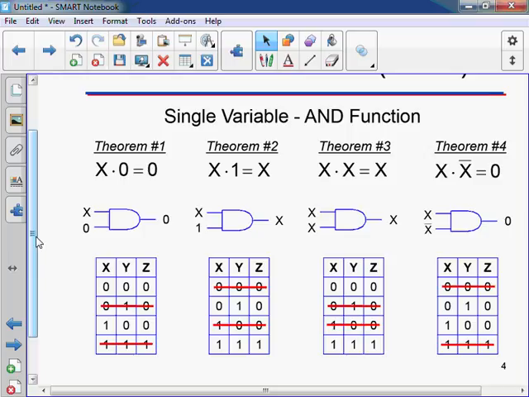So our first theorem is that x times 0 is 0. But remember, this is not a times; this is x AND 0. So over here, you have an AND gate, and you have an input x coming in, and you have an input 0 coming in. Well, here's the deal. For your AND gate, you only get 1 in the bottom column right here, if both of them are 1. So if one of them is always 0, the output will always be 0.